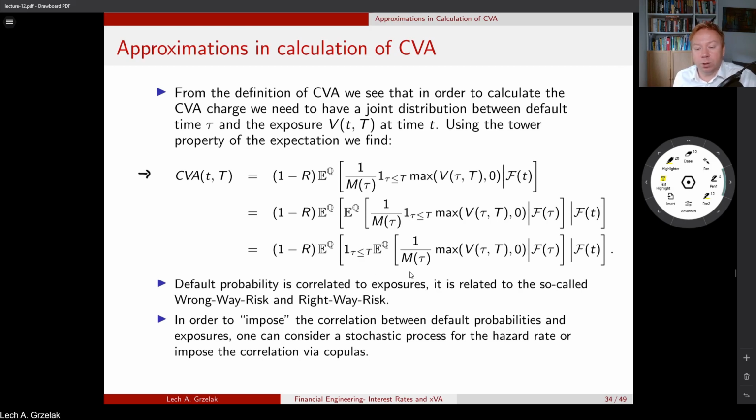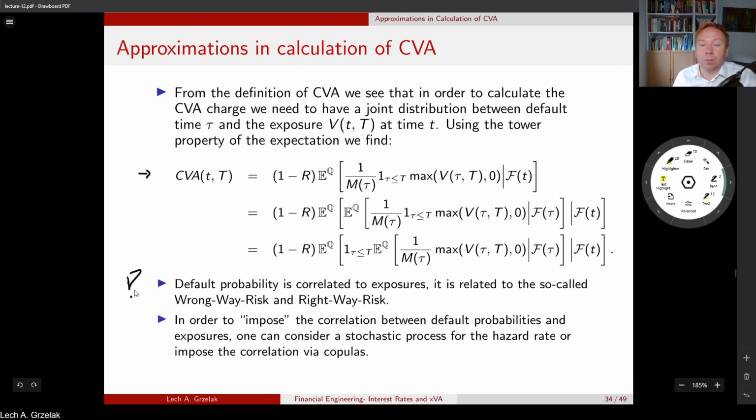But still, we need to have a joint distribution between this sigma field, this expression, and also this indicator function. Although it looks like an expectation, this part is still a stochastic quantity. And this stochastic quantity is correlated with the time of default. So this is something to keep in mind. To get this, you need to have a joint distribution of the two.